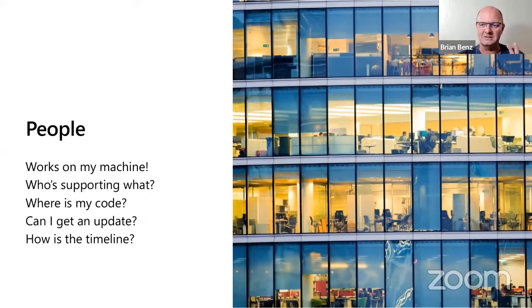Who's supporting what? So not just who's supporting the application, but who's supporting what development stage you're at in a process. Like who's supporting the planning, who's supporting developers, who's supporting testing. Where is my code? Where is my code in terms of where it's physically located or digitally located, but also where is the code in terms of the completeness of it or the stage it's at for the new feature that we're building. Can I get an update? And an update could be a software update or a project update.